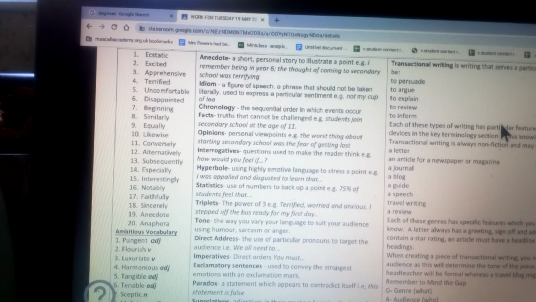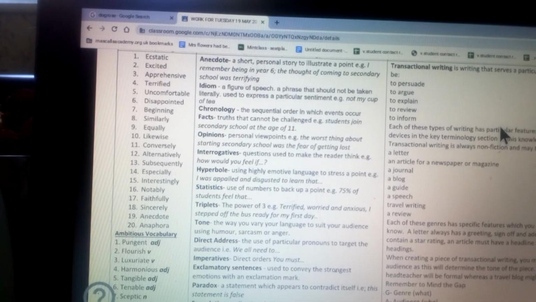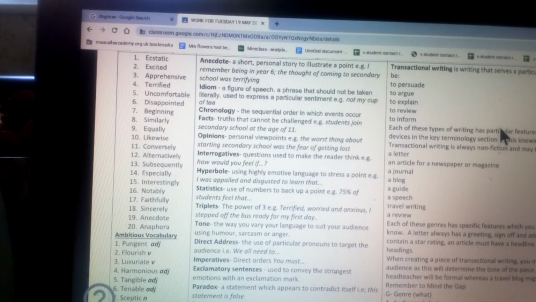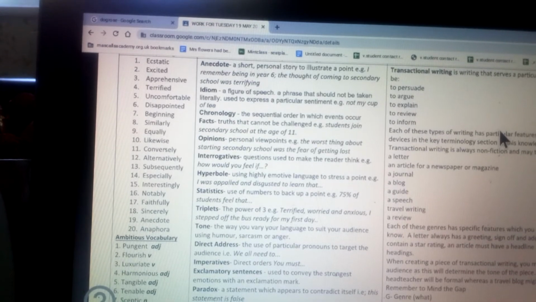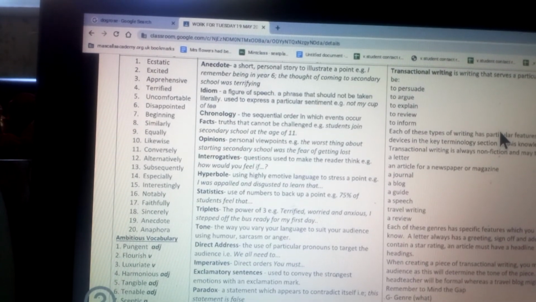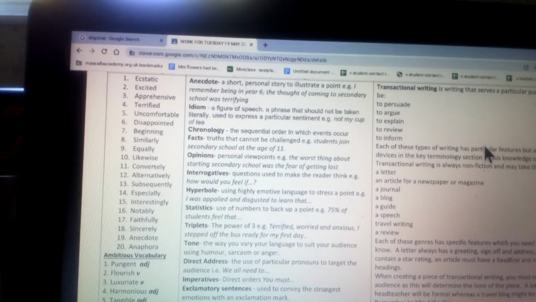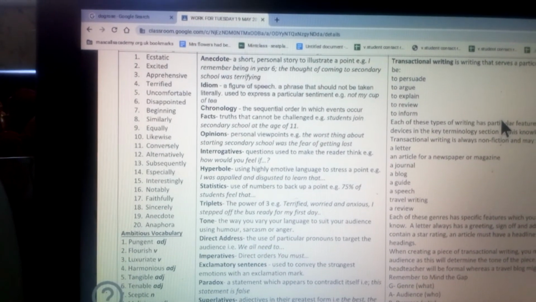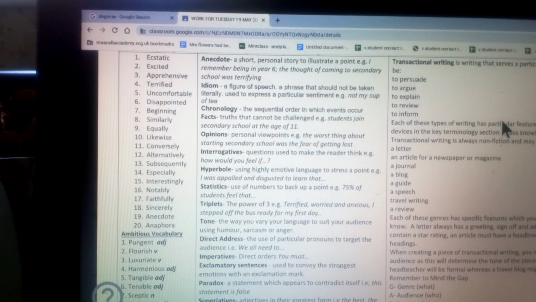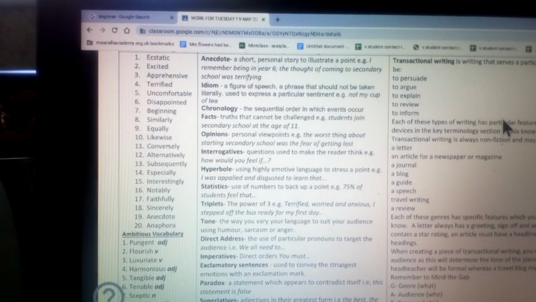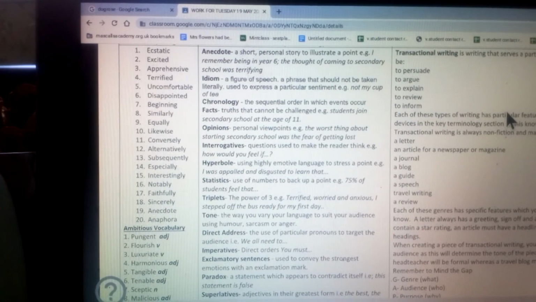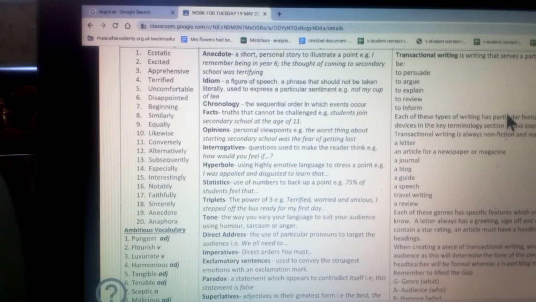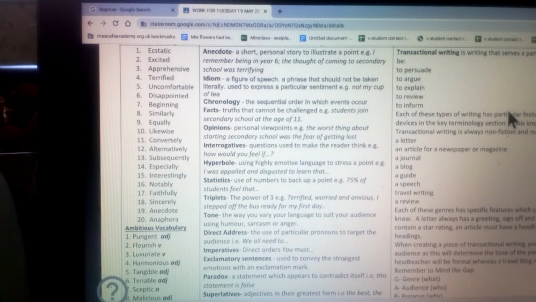Interrogatives. Questions that make the reader think about how you would feel if. So these are rhetorical questions that evoke an emotional response. For instance, in an RSPCA leaflet, it might say, how would you feel if you were left indoors without any water or food all day? That would be a rhetorical question. It's not expecting an answer. But it's trying to give you the emotional point of view to then make you want to give money to help animals in that situation. So an interrogative is a rhetorical question that makes you have an emotional response.